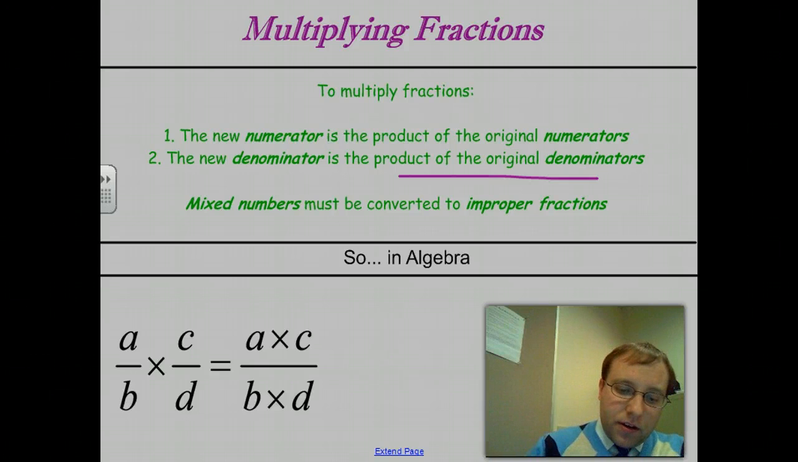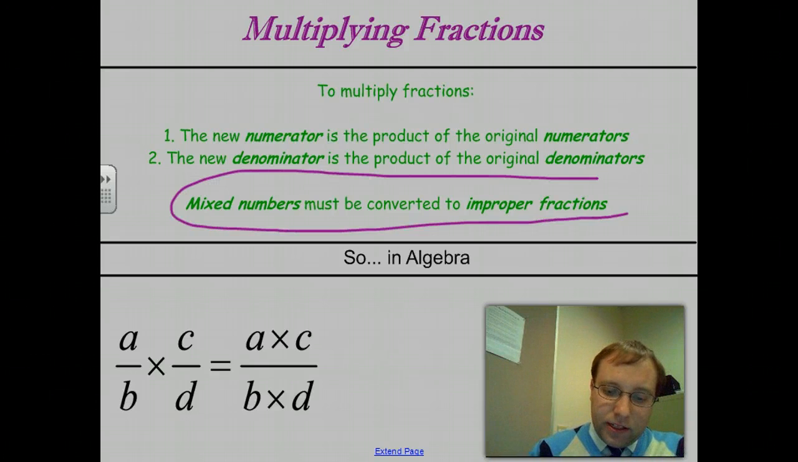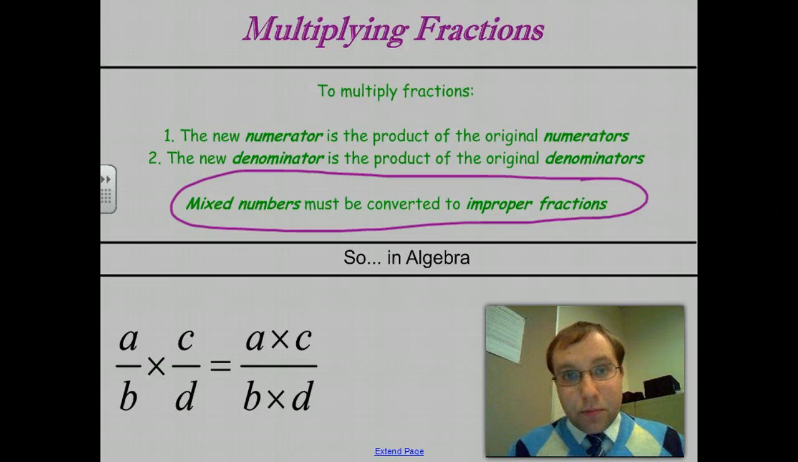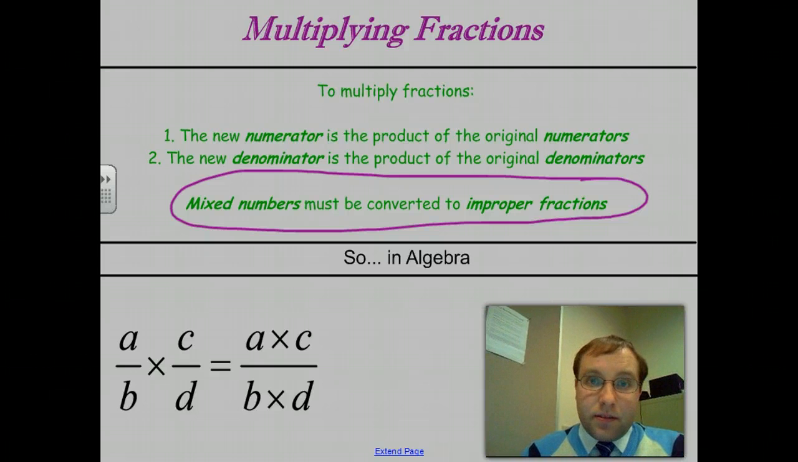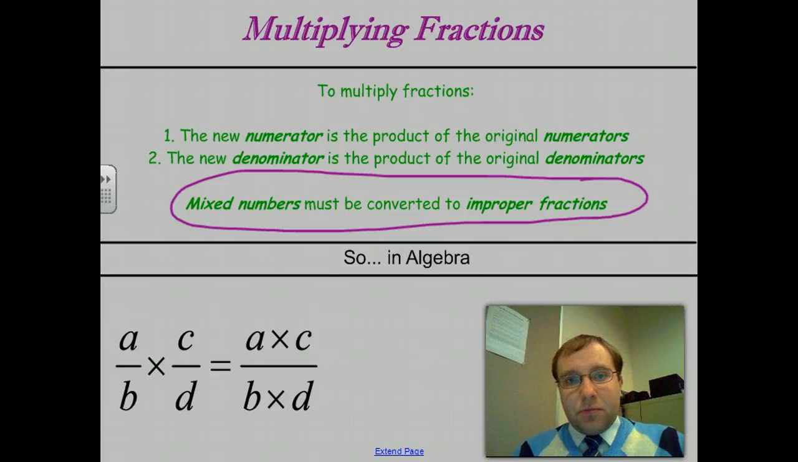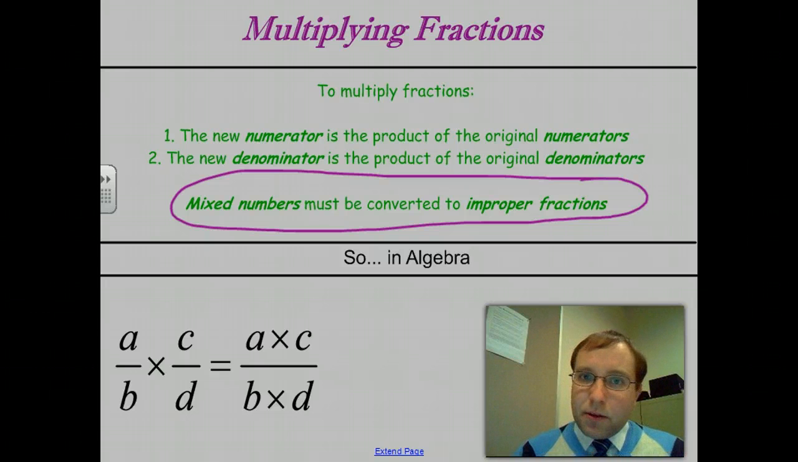So notice also that we've included a very particular part here where mixed numbers must be converted into improper fractions. Now we're not going to go through an example of why that is in this video, but you need to convert mixed numbers into improper fractions so that the fraction multiplication holds up. Multiplying a whole number part and a fractional part by another whole number part and fractional part, it is much less complicated to convert them to improper fractions, multiply the numerators and denominators, and then have that be your answer.